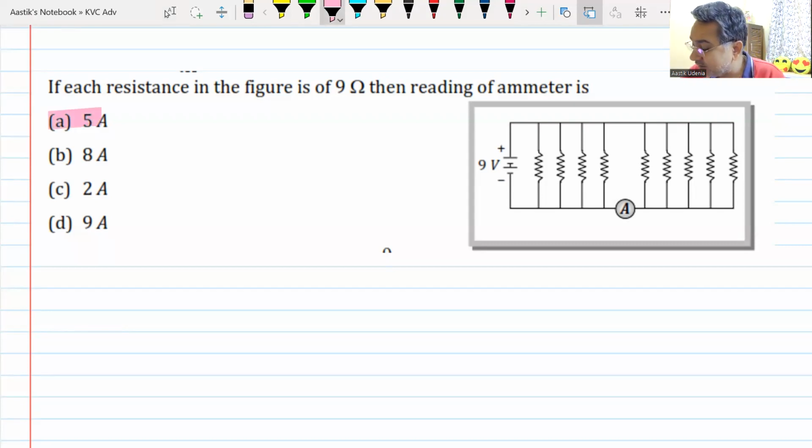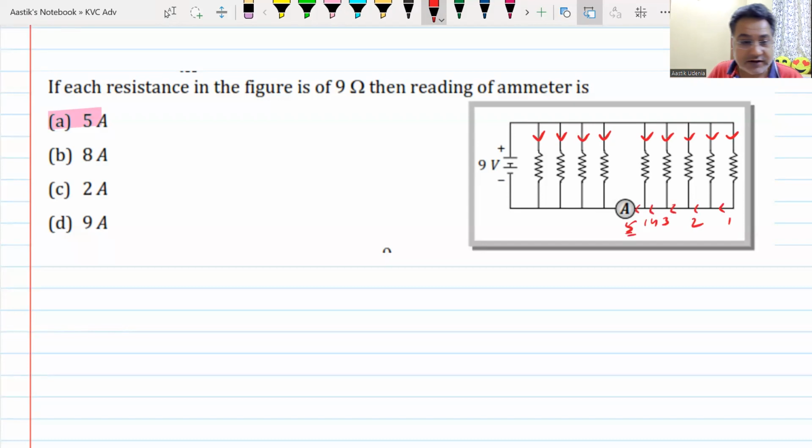Anyone knows this? Current in each branch is 1 ampere. Yes or no? Yes, sir. So from there you can find out the current in all the branches. This branch will be 1, this branch will be 2, this branch will be 3, this one will be 4, and this one will be 5. So 5 ampere current will come in this branch. Do we understand this? Yes, sir.